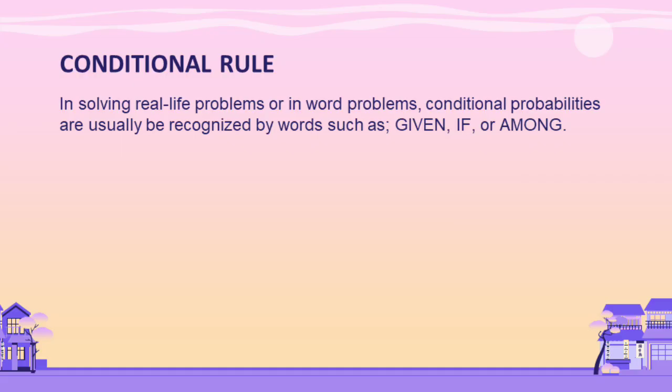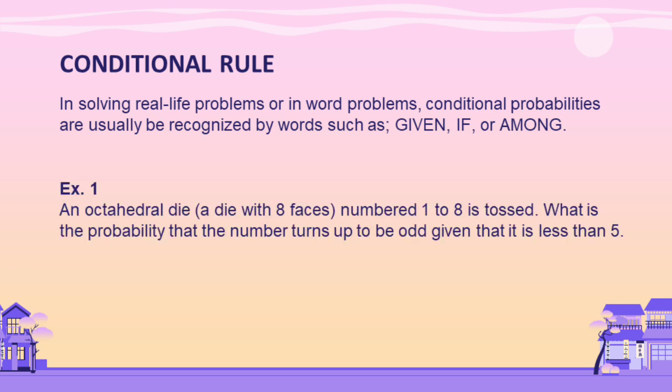In solving real-life problems or word problems, conditional probabilities are usually recognized by words such as given, if, or among. Let's read the first example. An octahedral die, a die with 8 faces numbered 1 to 8, is tossed. What is the probability that the number turns up to be odd given that it is less than 5? As seen in the problem, there is a clue word, given, that indicates conditional probability. Now let's try to answer it.